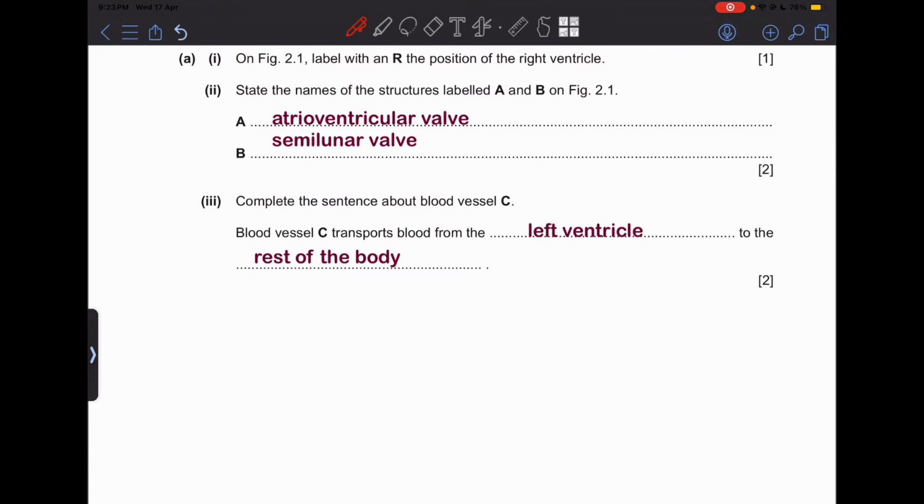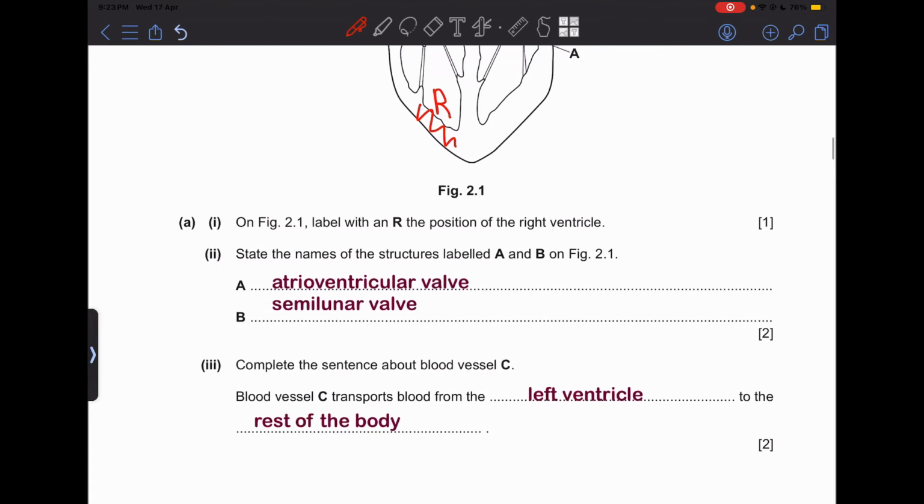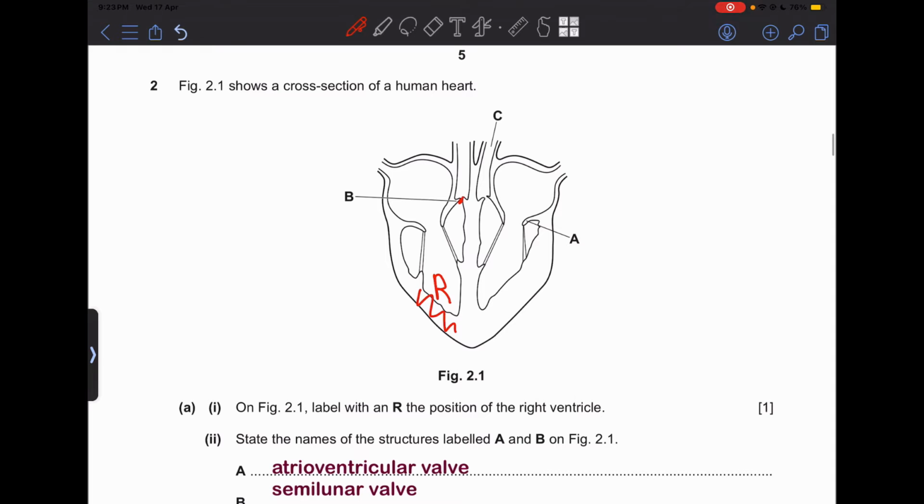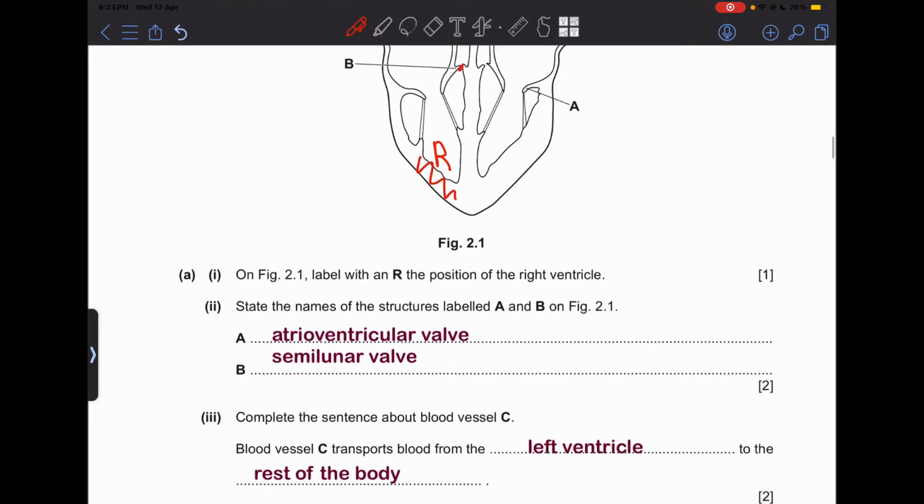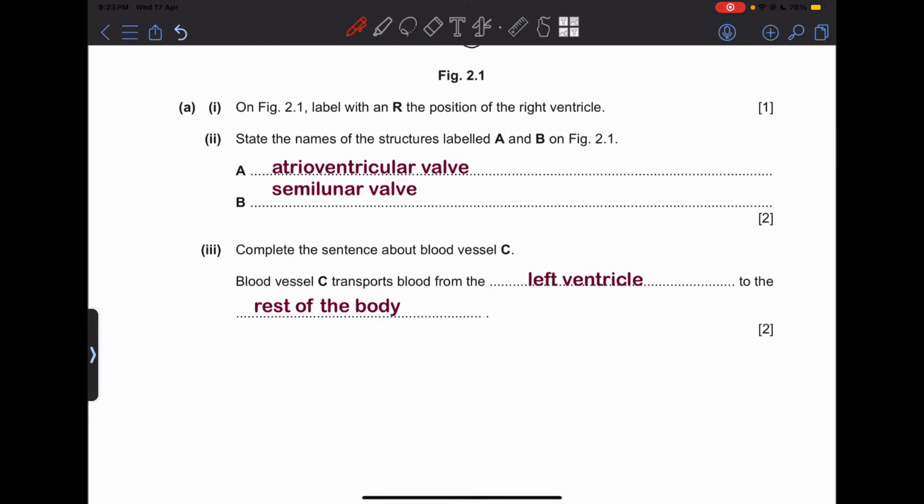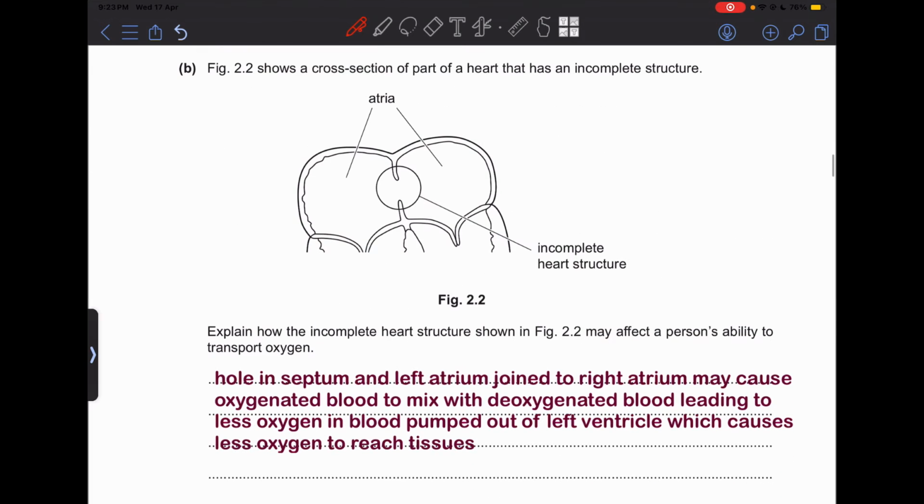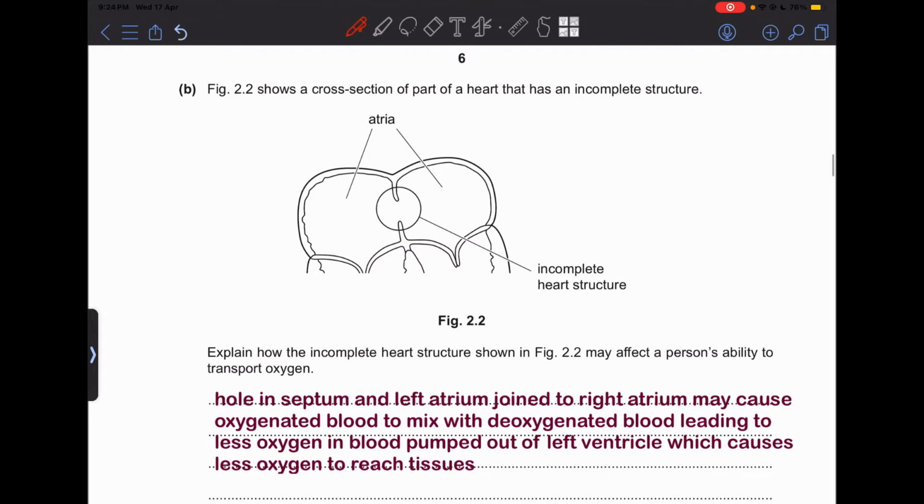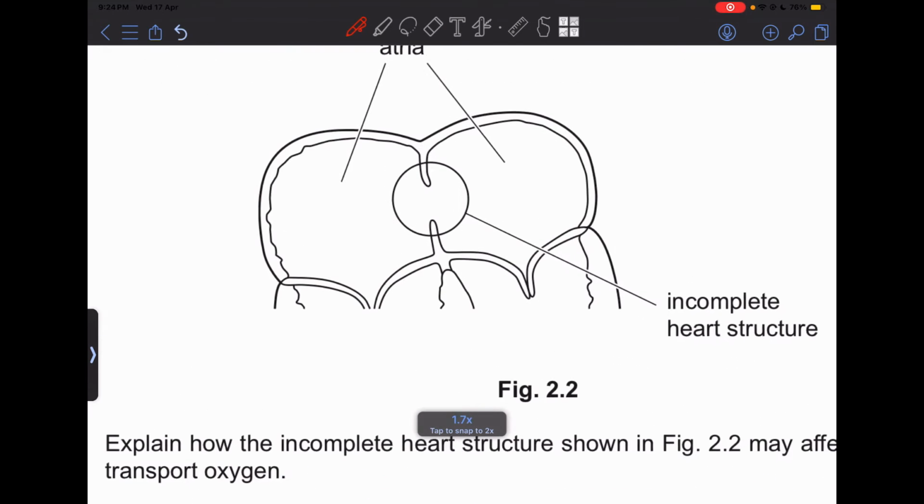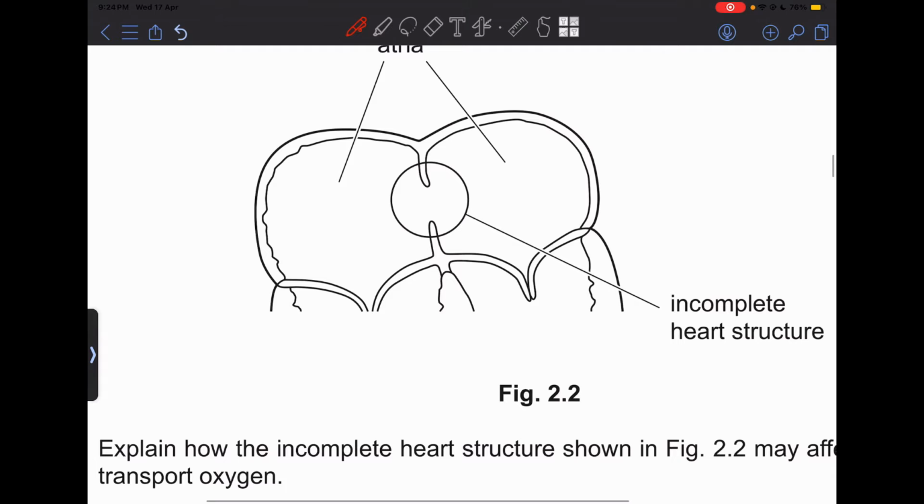A3 says complete the sentence about blood vessel C. So this is blood vessel C, this is the aorta. So blood vessel C transports blood from the left ventricle to the rest of the body. So this is the aorta. Figure 2.2 shows a cross-section of part of a heart that has incomplete structure. So over here we can see that there's actually incomplete structure, which is it's missing the septum.